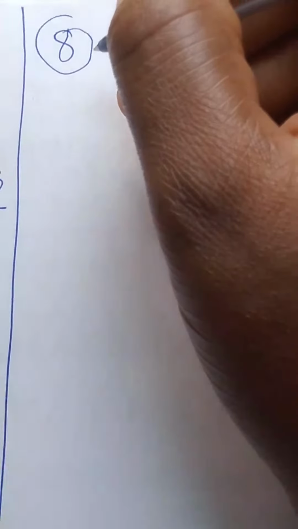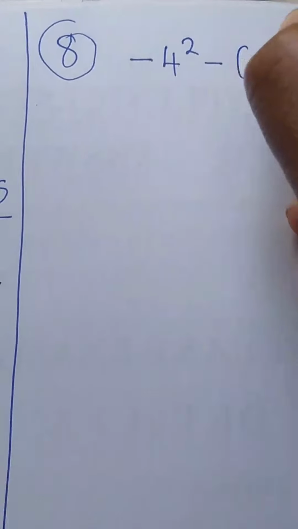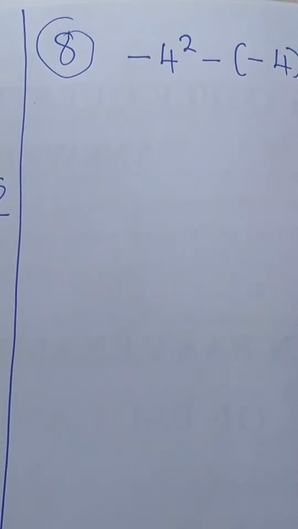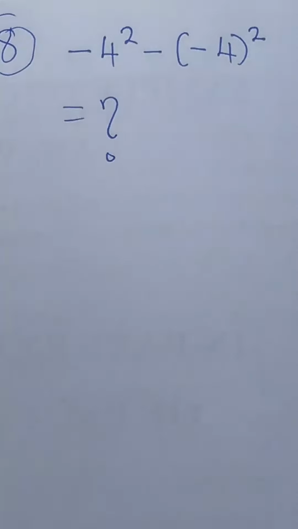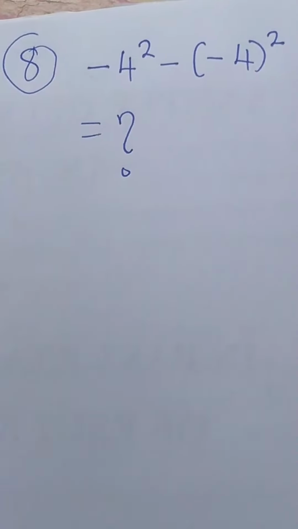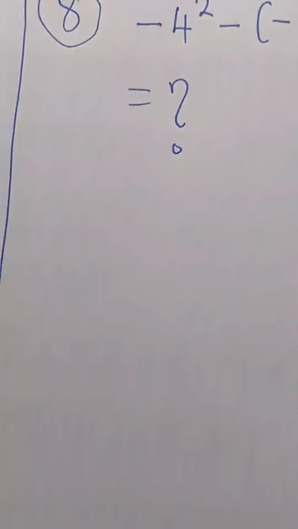Okay, so let's solve this question next. Solve this simple quadratic equation. There's this question I've been asking that people get. Let's just do it, so I'll show you how to do it better. Minus 4 squared minus bracket minus 4 all squared is equal to what? Solve this, drop your answer.